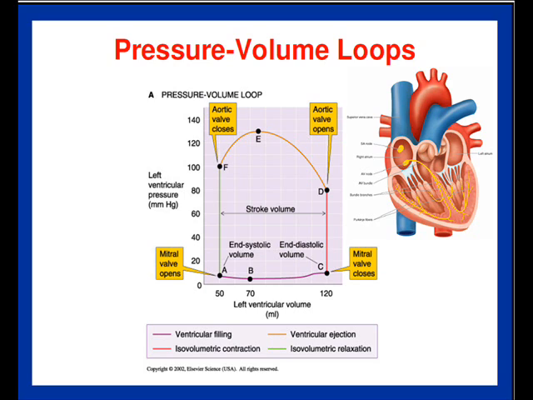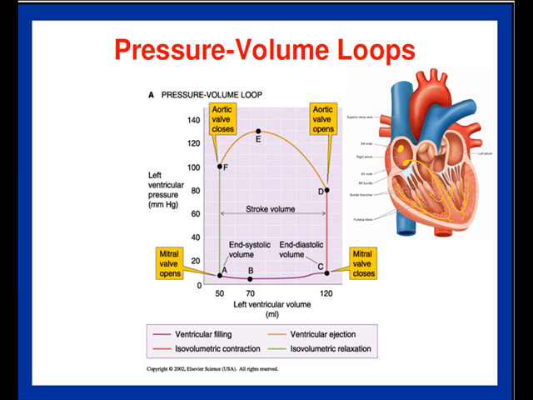I'll put the heart here again so you can follow through, just like with the Wiggers diagram. Let's say we've got 50 milliliters here, left ventricular volume. Let's say the mitral valve opens. The mitral valve is opening, then we're filling the heart. Blood is filling into the left ventricle, and we're obviously increasing our volume up to 120 milliliters.